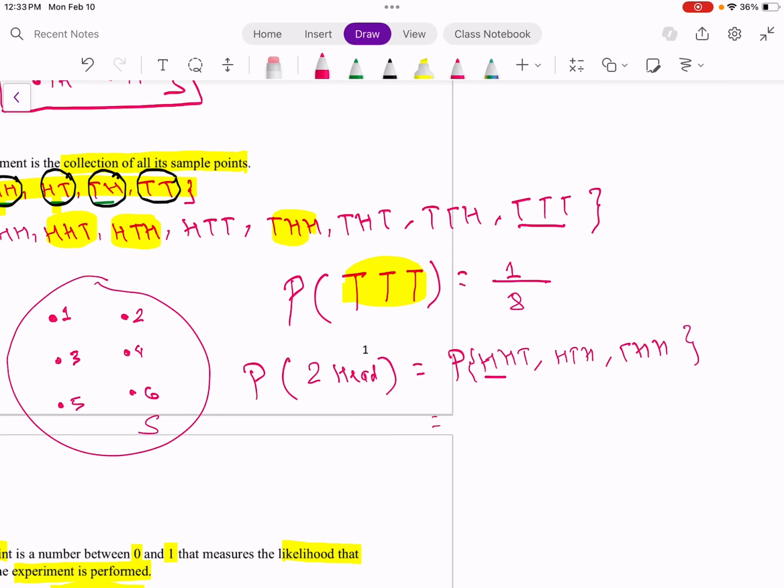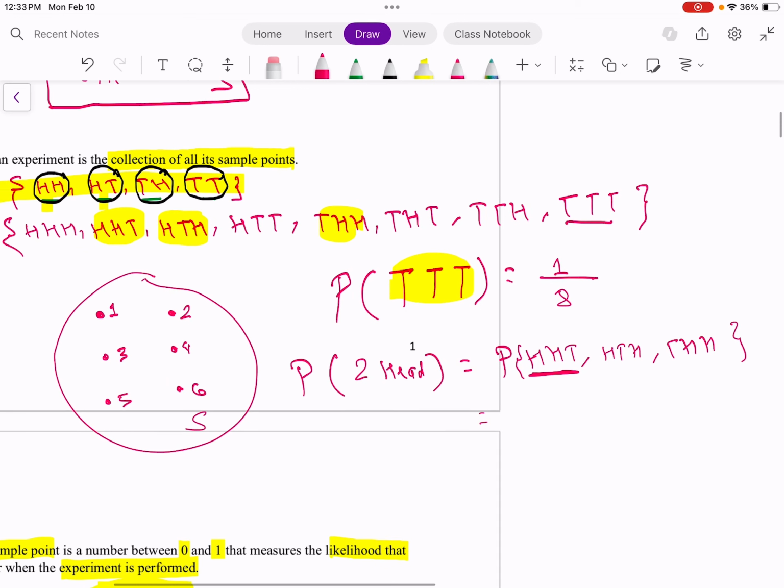And what is the probability of getting head, head, tail in this experiment? 1/8, right? It's always 1/8. The probability of getting head, tail, head is also 1/8. The probability of getting tail, head, head is also 1/8. Now, does anyone have any question about how we have 1/8 here?